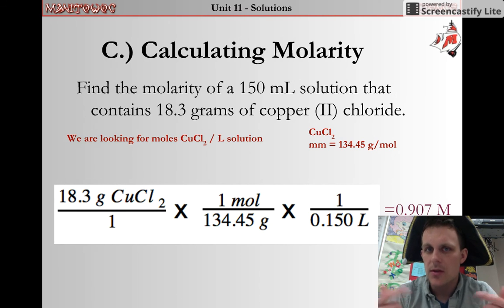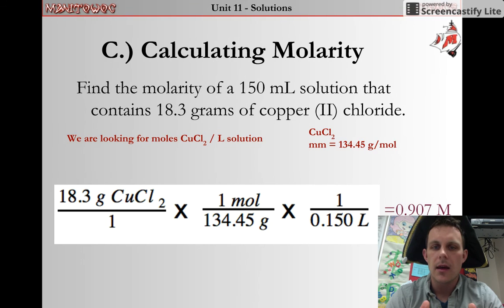Well, that's the concentration of the solution. If your friend made another solution but added more than 18.3 grams of the copper 2 chloride in the same volume, we would expect that 0.907 number to increase. It would be a higher value. Likewise, if they added less, that molarity at the end would be a lower value.